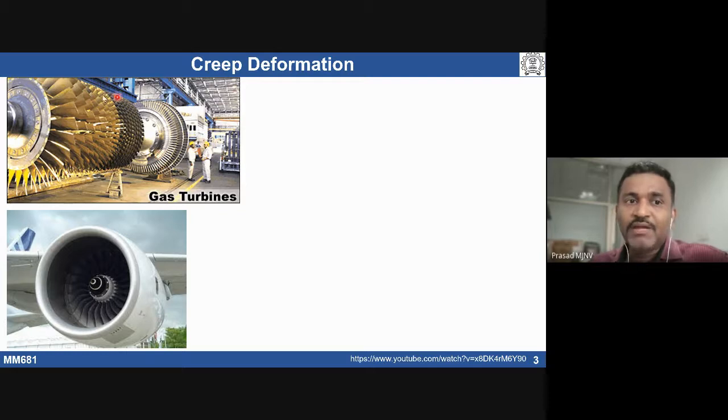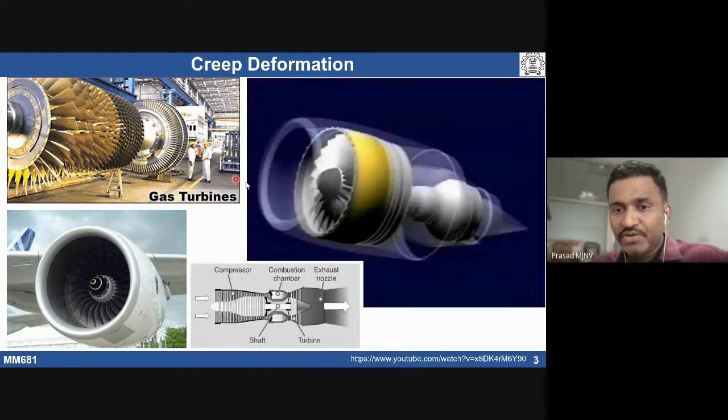These turbine blades undergo a significant amount of creep deformation. So one has to understand the creep deformation behavior of the materials being used for gas turbine blades. One has to understand the creep deformation of a material. So let me show a small video which shows how a jet engine works.